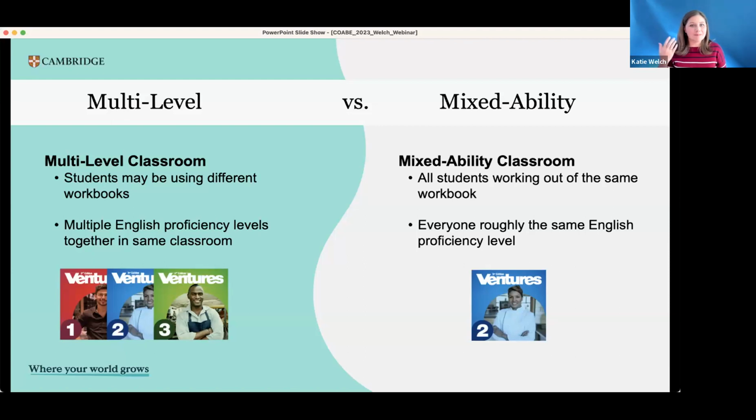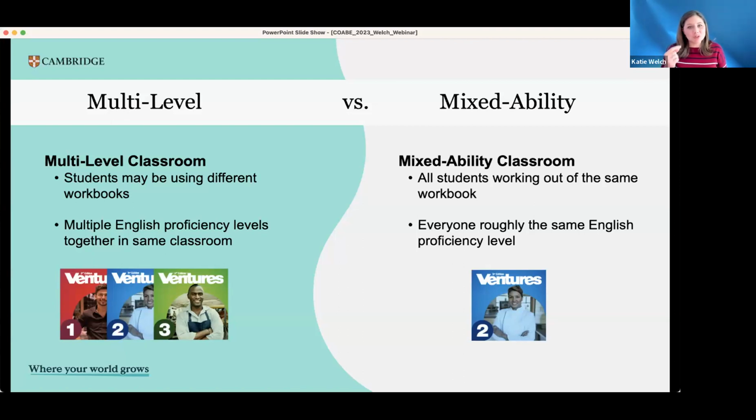So even in the same classroom, even if you do an assessment to make sure that you're more or less targeting the same group of students at the same level, you're going to find that there are different needs within your classroom. So today I'm going to be focusing more on mixed ability classrooms than on multi-level. Everything that I say today would apply to both contexts.